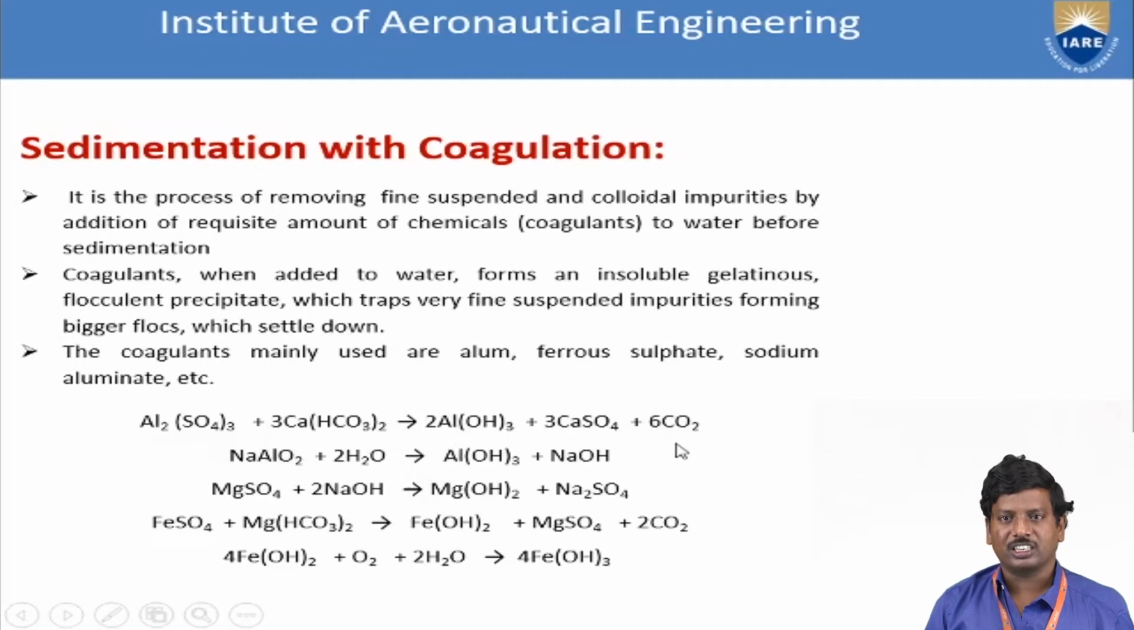The second one is sodium aluminate reacting with water, that is hydrolysis of sodium aluminate, to give aluminum hydroxide precipitate plus sodium hydroxide. The third one is magnesium sulfate reacting with sodium hydroxide to give magnesium hydroxide plus sodium sulfate. The fourth one is ferrous sulfate reacting with magnesium bicarbonate to give ferrous hydroxide with the byproducts of magnesium sulfate and bicarbonate. And finally, ferrous hydroxide reacts with oxygen and water to give ferric hydroxide. That means oxidation of the iron takes place with sedimentation with coagulation.